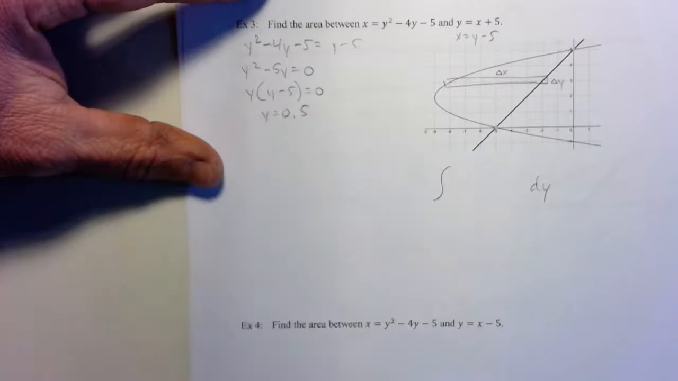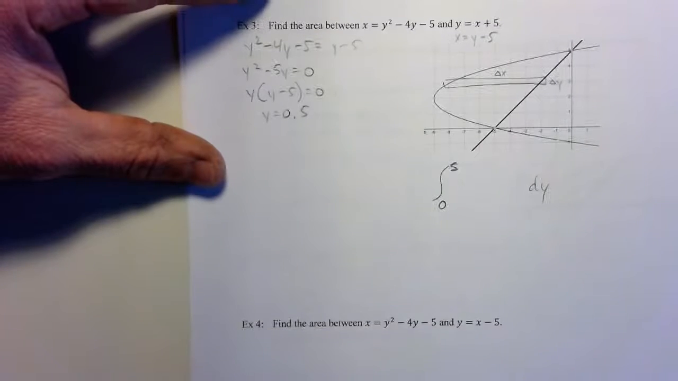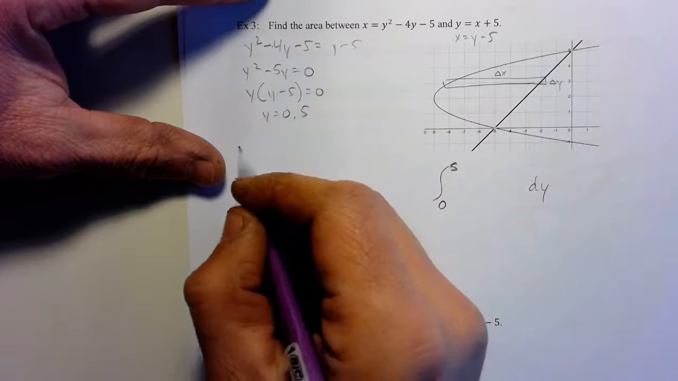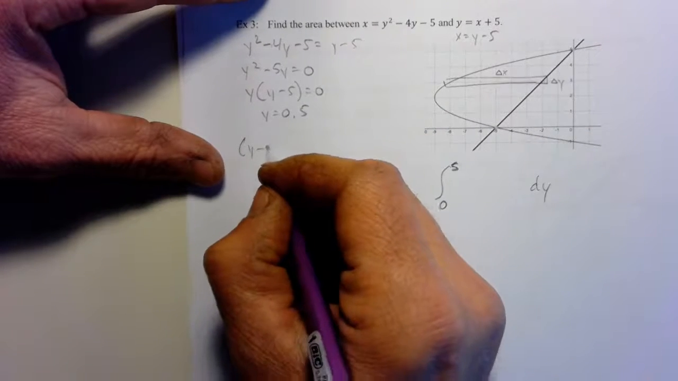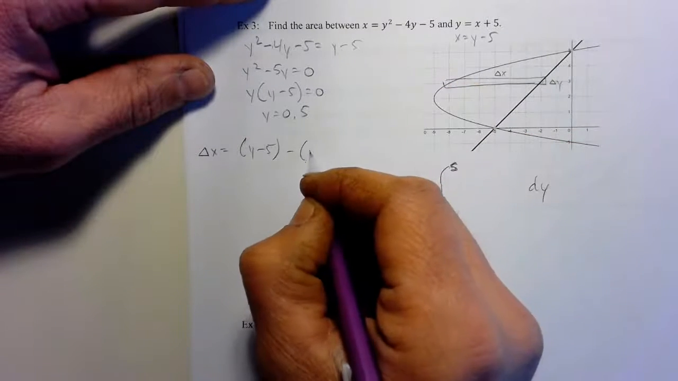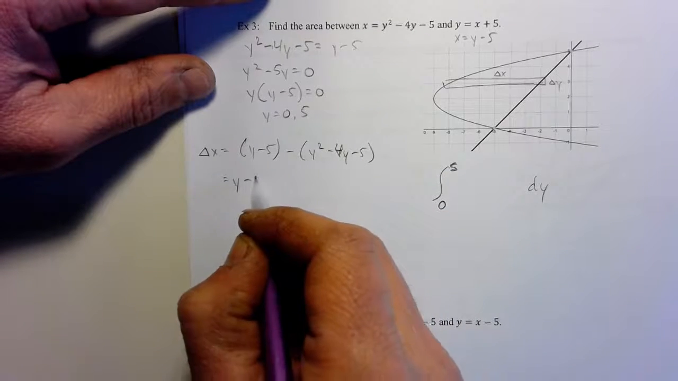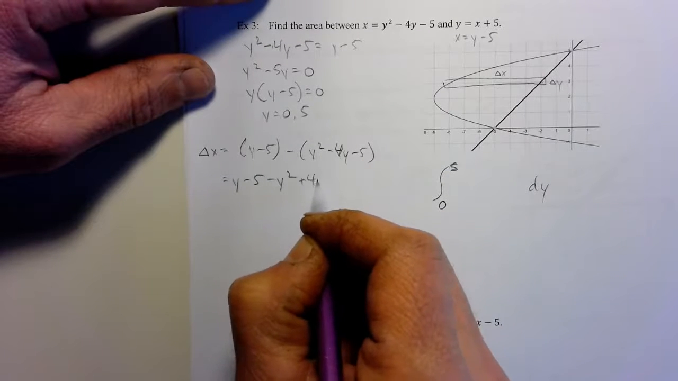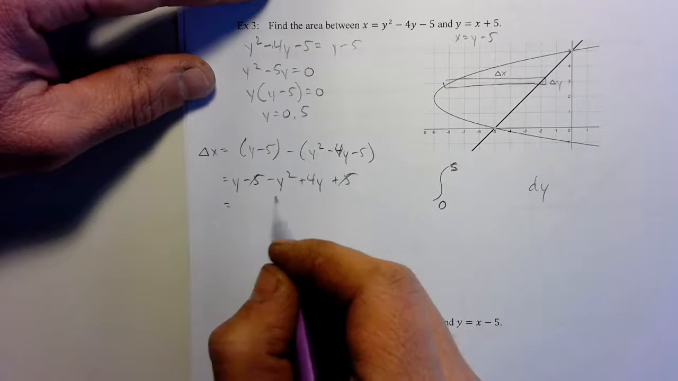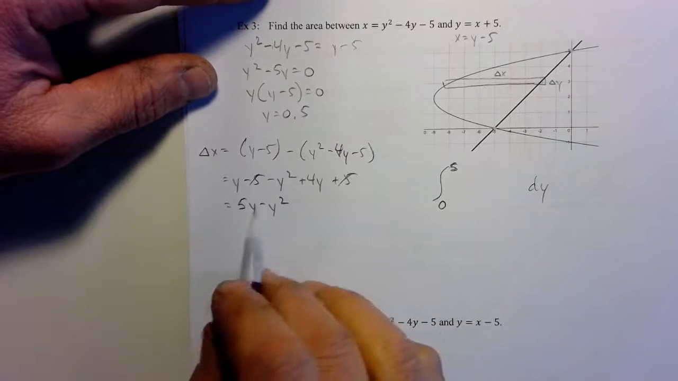Okay, so we get 0 and 5 as our y values. What's our larger and what's our smaller? This one's the larger, the line is the larger one, right? The larger x value. So that would be y minus 5. So we find the change in x, we do y minus 5 for this one, minus the bottom one. Great, those cancel. Okay, so there we get this is our change in x.